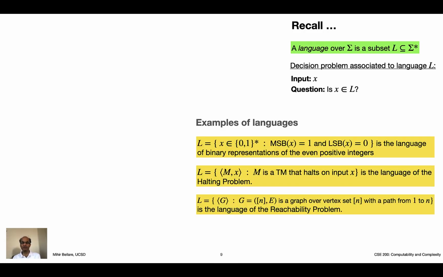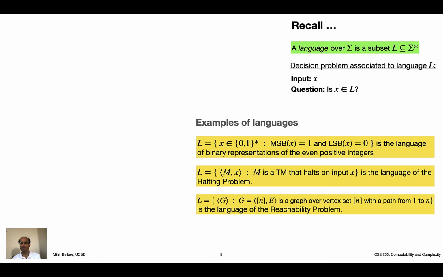So we've talked here of the devices that perform the computing, but remember that the object is to solve problems, and we formalize these problems as languages. A language is just a name for any subset of strings over the alphabet, a subset of sigma star, and implicitly it captures a decision problem where you're given an input x, which is in sigma star, and you want to know whether it's in L or it's not in L. And so we've seen many examples.